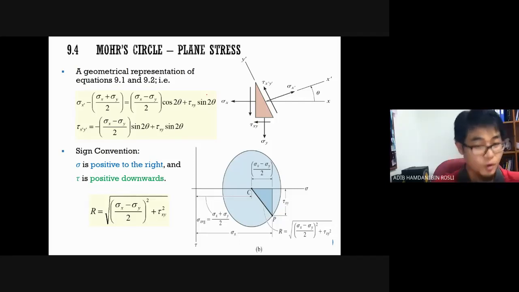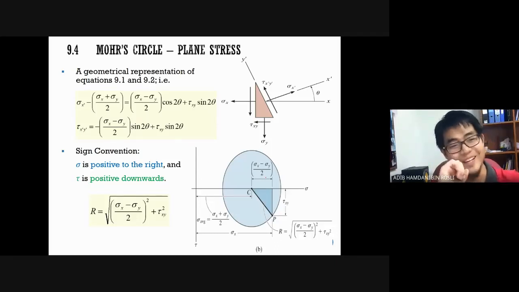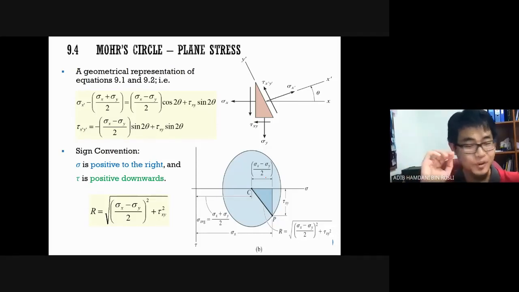When you have drawn this kind of circle, this is the circle. If you have drawn this circle, so actually you can control it. Any rotation is fine by now. You can rotate at any point that you want, at any angle that you want. So this is from before. You have defined your sigma x prime and tau x prime like this, right?